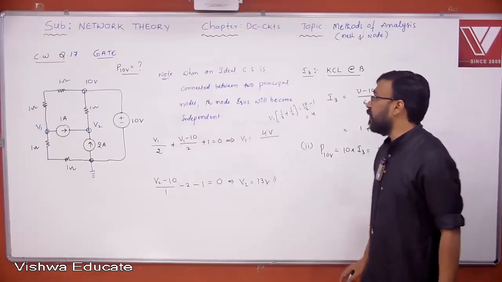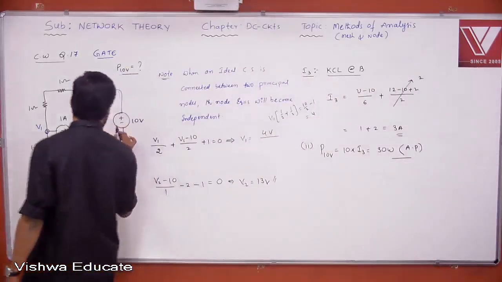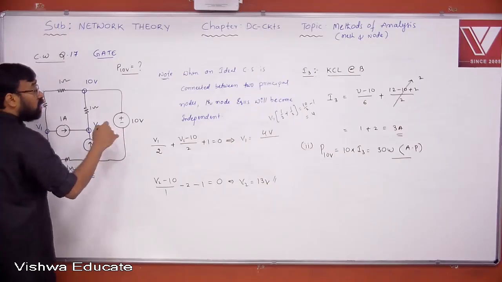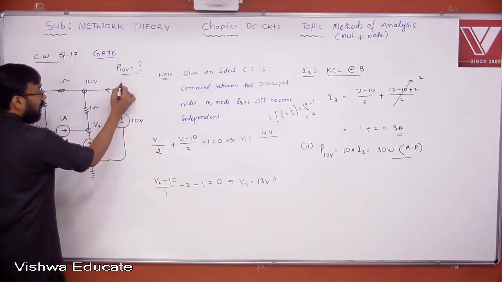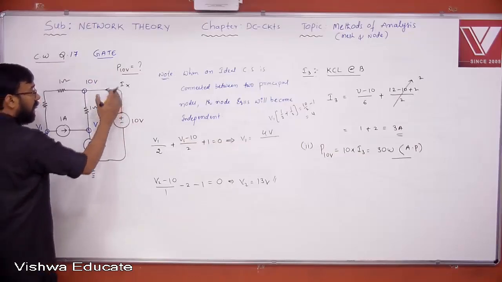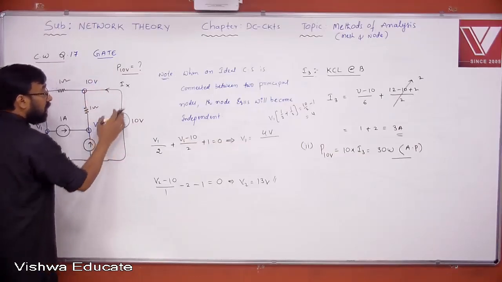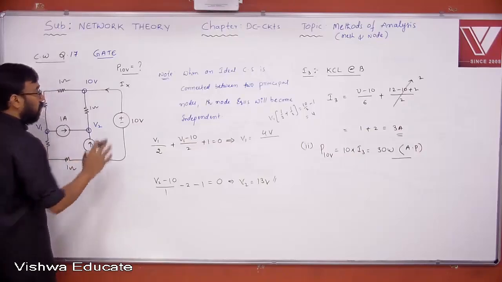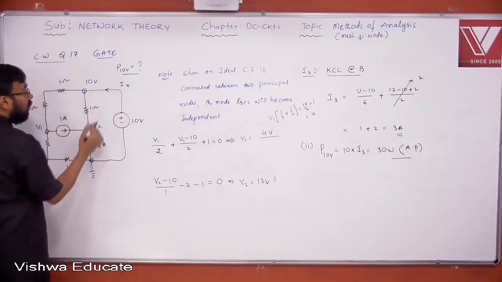Then you need to find the power of this particular voltage source. For the power of a voltage source, you must know the current. What is the current? I do not know. Let me assume some current Ix. Sir, how do you know the direction of current? I do not know. I just assume some current direction here. So Ix is the current flowing here.